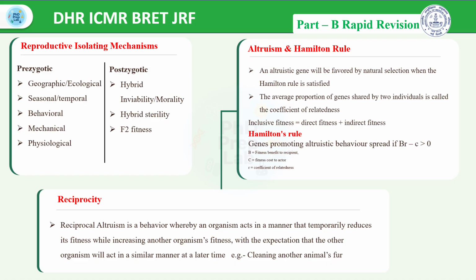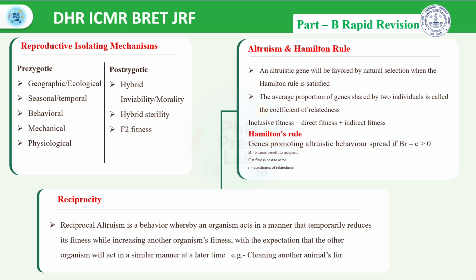Now we have altruism and Hamilton's rule. It is very, very important for all the JRF examination. Altruism refers to a behavior in which an individual reduces its own fitness to increase the fitness of another individual. For example, an animal might risk its own life to warn the other animals of the predator. So this is altruistic behavior. That animal is risking its own life to save the others from the predator.